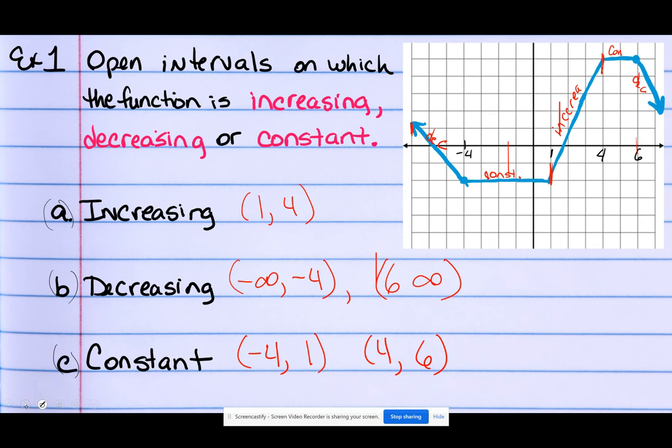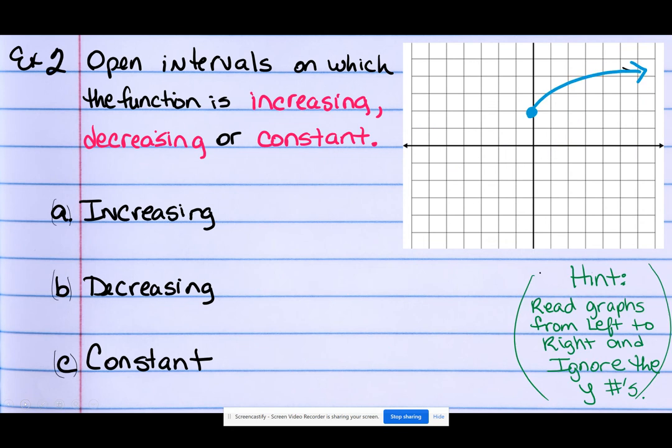All right, next up is another one. This one's a little bit easier. It's not as detailed, but it's the increasing. This one is always increasing, and again from the x value. Stop the video and see if you can figure these two out. Okay, here we go. Increasing from x is 0 to x is infinity. It's increasing the whole way. It's never decreasing, and it's never constant.